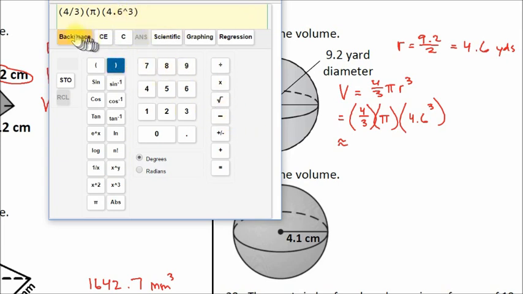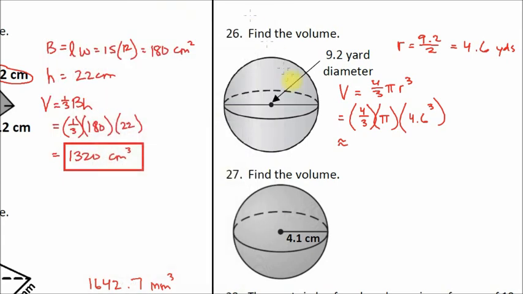So 4/3 times pi times 4.6 to the power of 3, or to the 3rd power, or you could say cubed, and that is 407.72. So 407.7, and that's going to be yards cubed. So there is how to find a sphere.